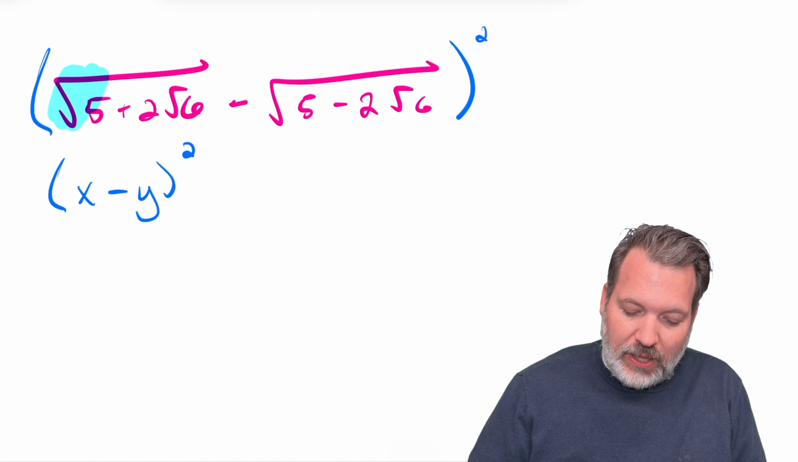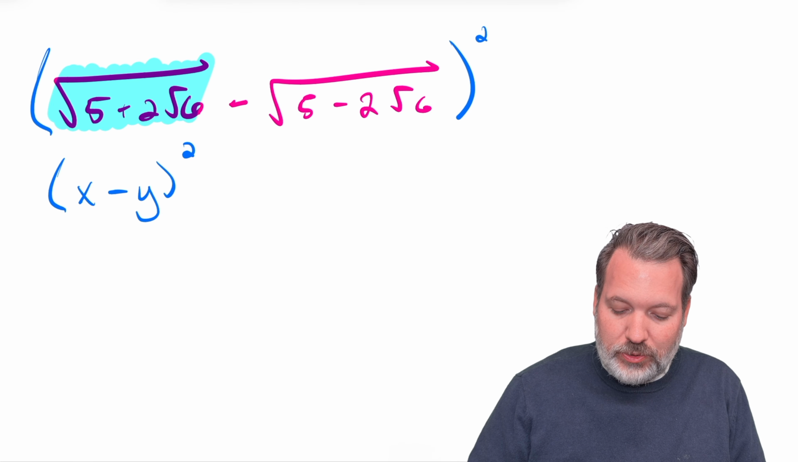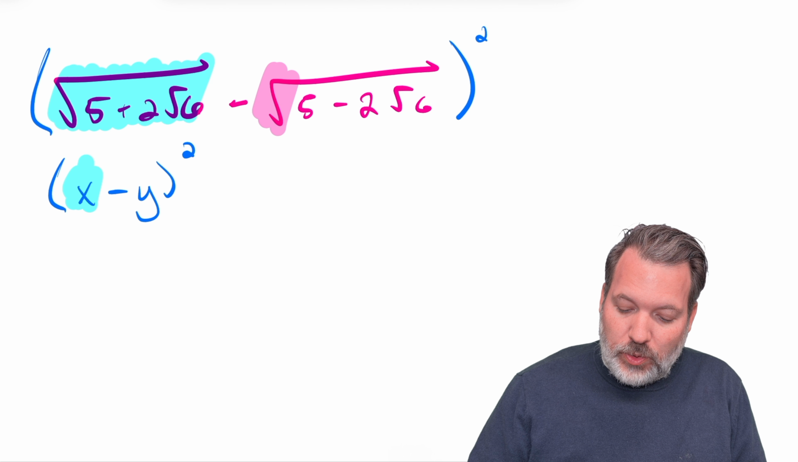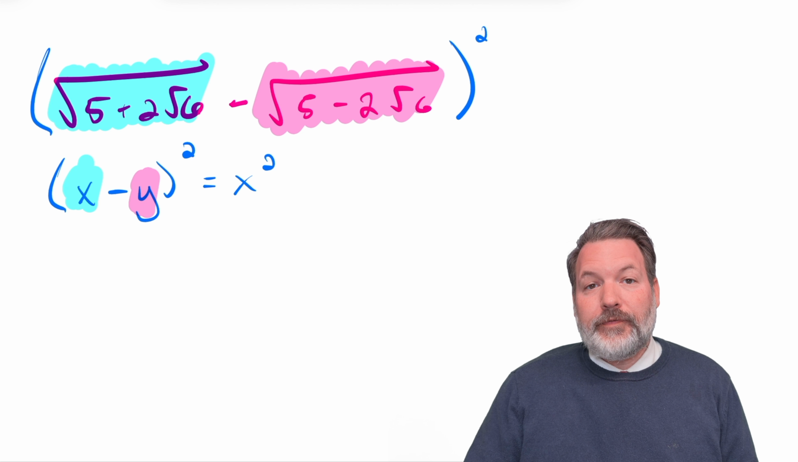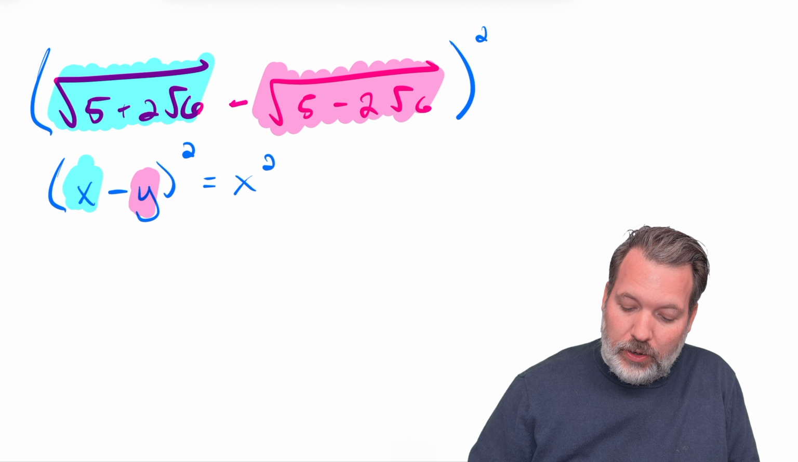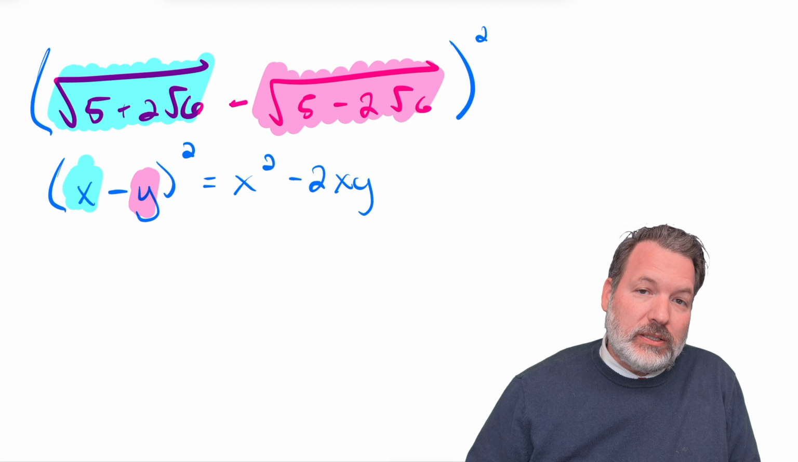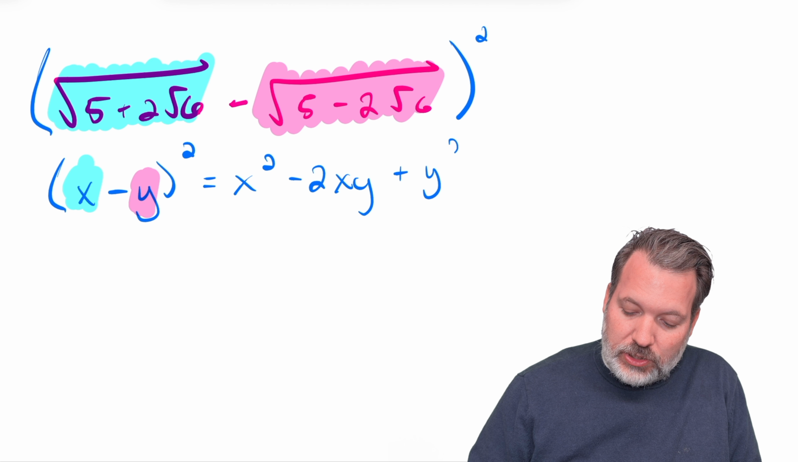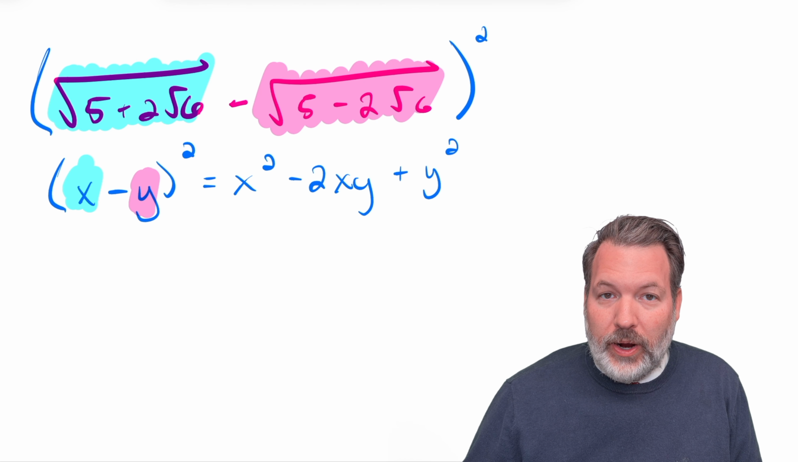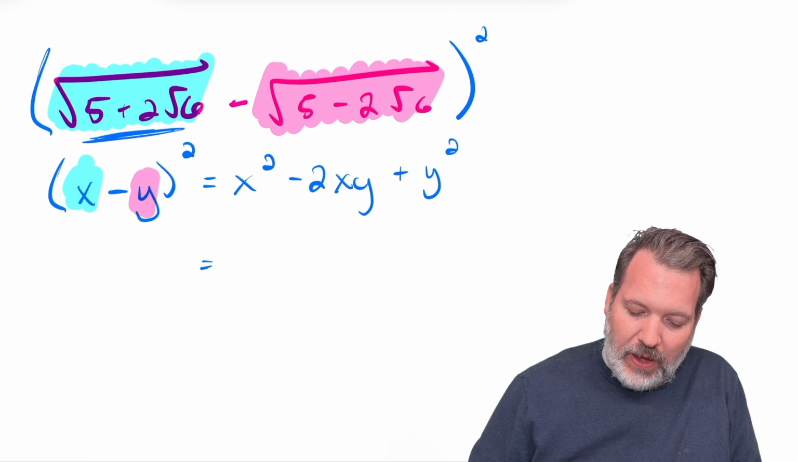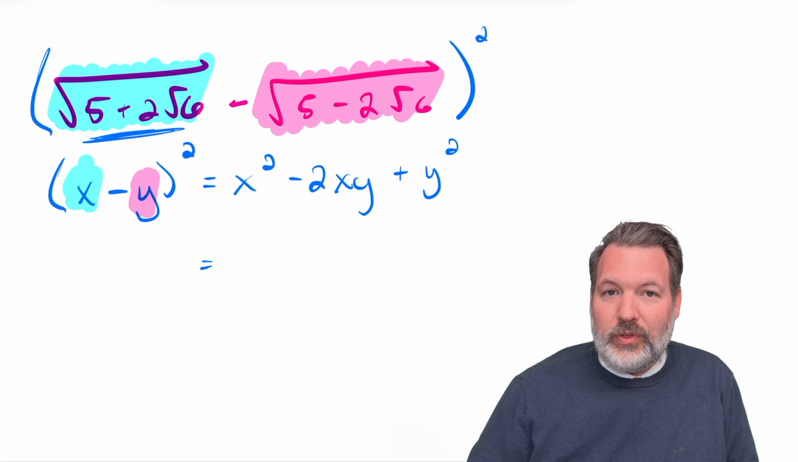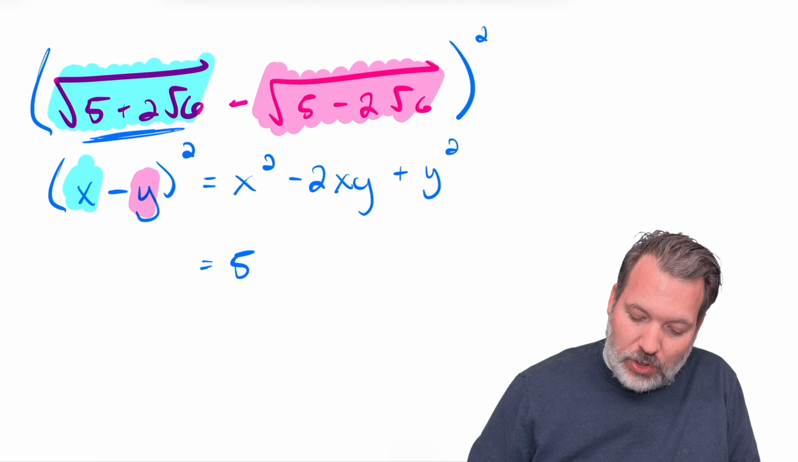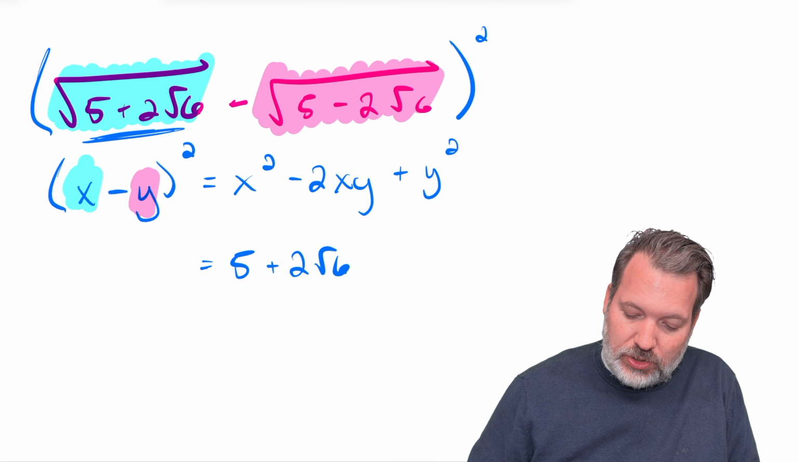If I imagine that the square root of 5 plus 2 root 6 is my x here, and the square root of 5 minus 2 root 6 is my y, then this factoring pattern says this should be the same thing as the first term squared, so x squared, minus 2 times the product of the two terms, plus the second term squared, so plus y squared. Using the square root of 5 plus 2 root 6, when we square that, it's just going to get rid of the root on the outside. That is, it's just going to leave us with 5 plus 2 root 6.